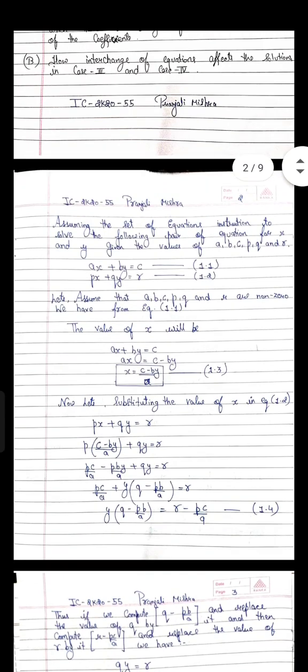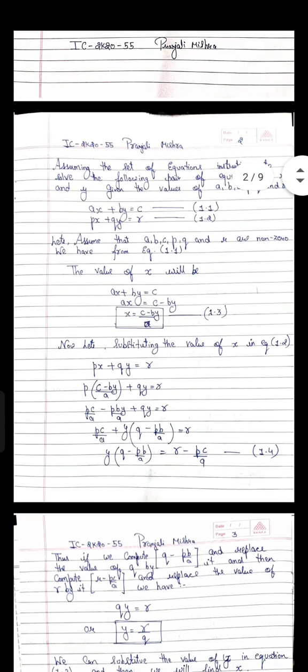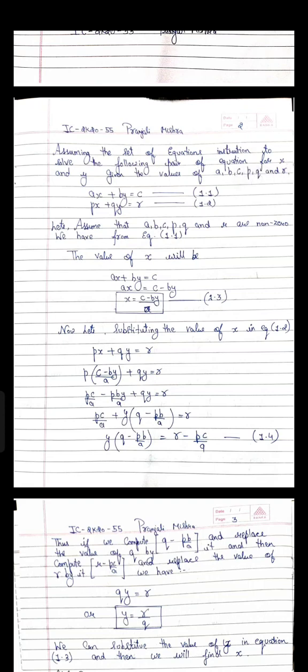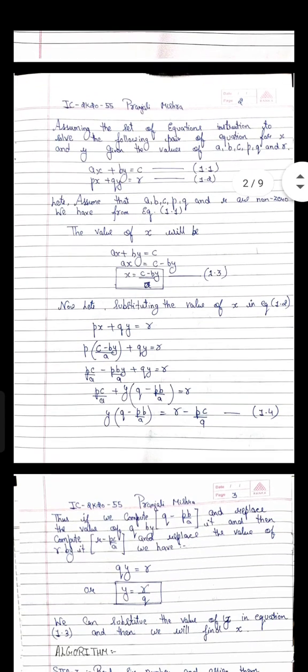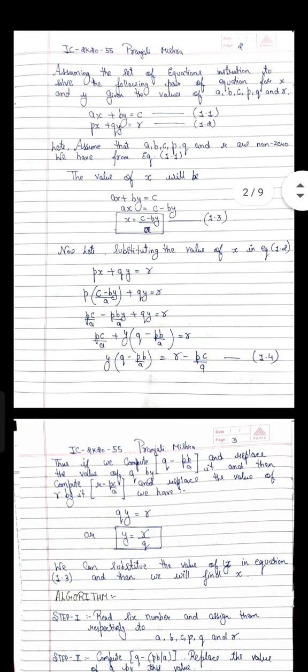Let's start with the approach. Assume the set of equations to solve the following pair of equations for x and y, given the values of a, b, c, p, q and r. a x plus b y equals c, and p x plus q y equals r. We name these equations 1.1 and 1.2. Let's assume that a, b, c, p, q and r are non-zero.